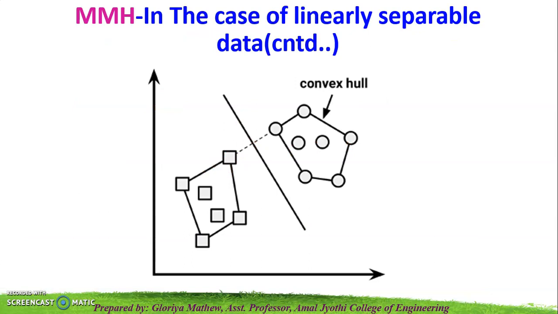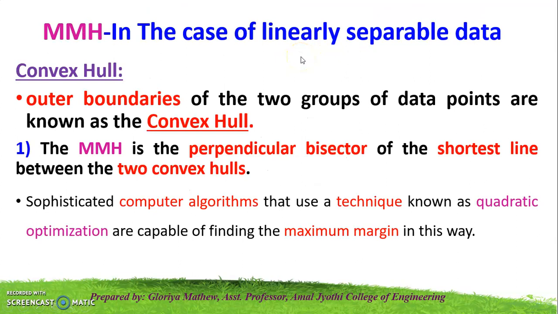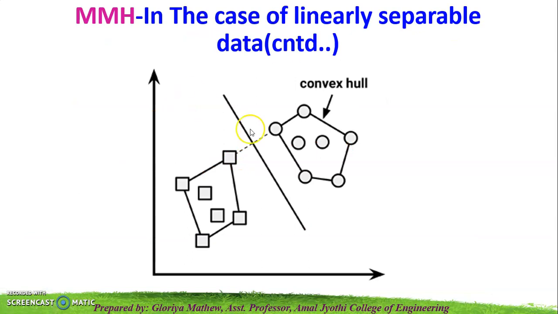This is the schematic representation of finding the maximum margin hyperplane in the case of linearly separable data by using the first option, that is, the convex hull. According to the first criterion, the maximum margin hyperplane is the perpendicular bisector of the shortest line between the two convex hulls. First of all, we determine the convex hull of the two different classes. This is the first convex hull, and this is the second convex hull.